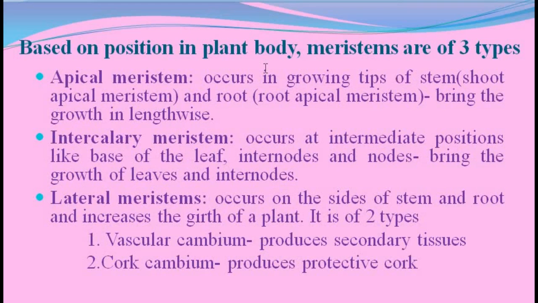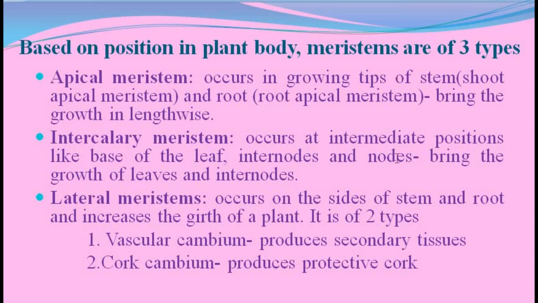Then coming to the classification of meristems. Based on the position in plant body, meristems are generally categorized into three types. The first one is called apical meristems. The apical meristems occur in growing tips of the stem, which is otherwise known as shoot apex, shoot apical meristem, and if it is present at the root apex, that type of meristem is called root apical meristem, which brings the growth lengthwise. Then second type is called intercalary meristem.